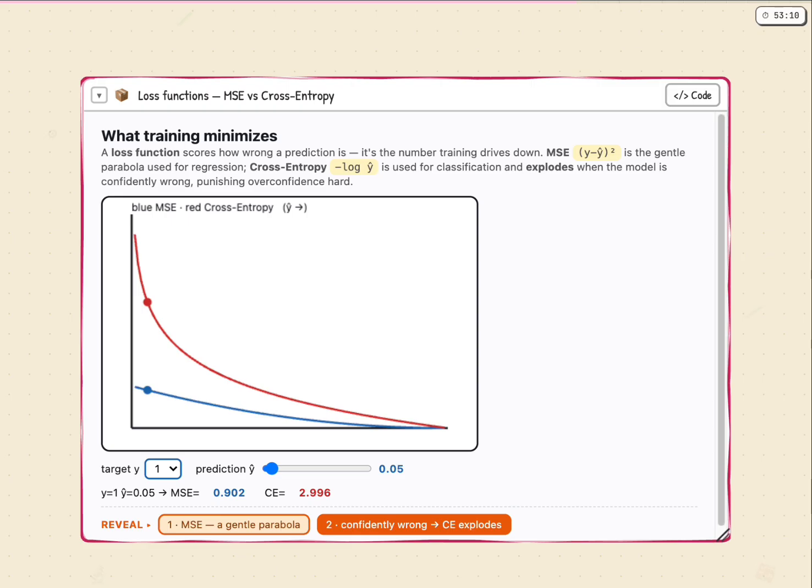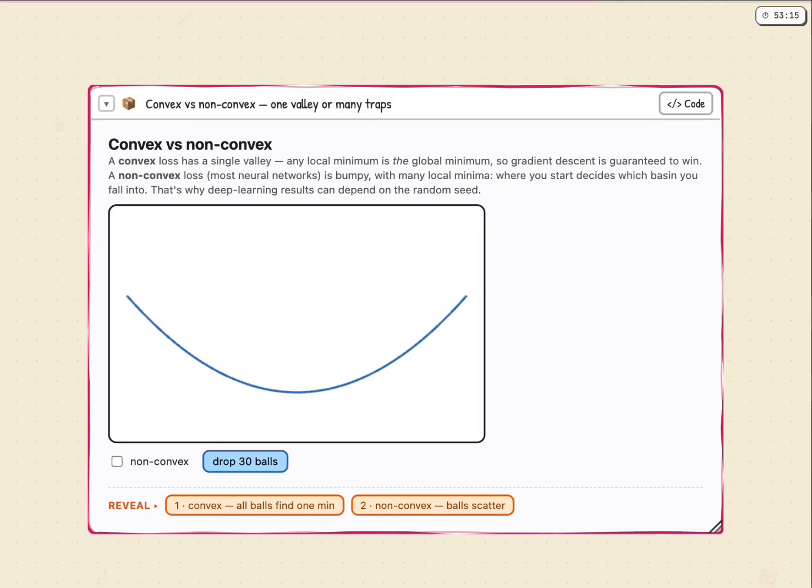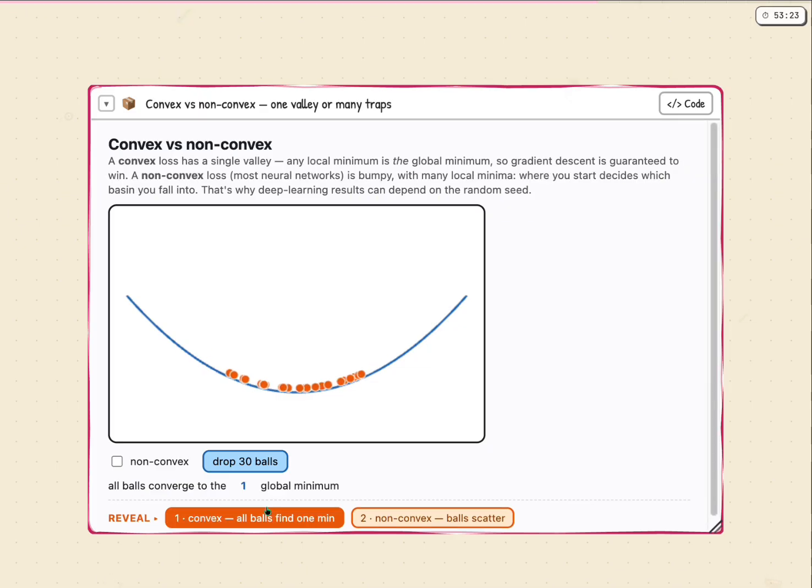A convex loss is a single, simple valley, one bottom, and no matter where you start, downhill always leads to the same global minimum. Watch, I drop 30 balls from random places, and every single one rolls to the same bottom. For a convex problem, gradient descent is guaranteed to find the best answer. Life is good.